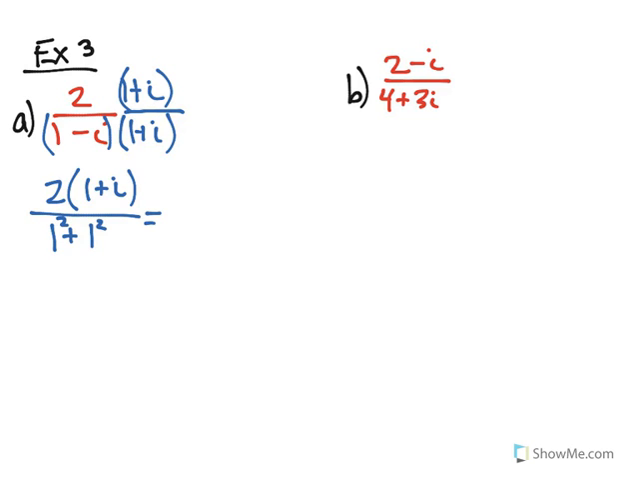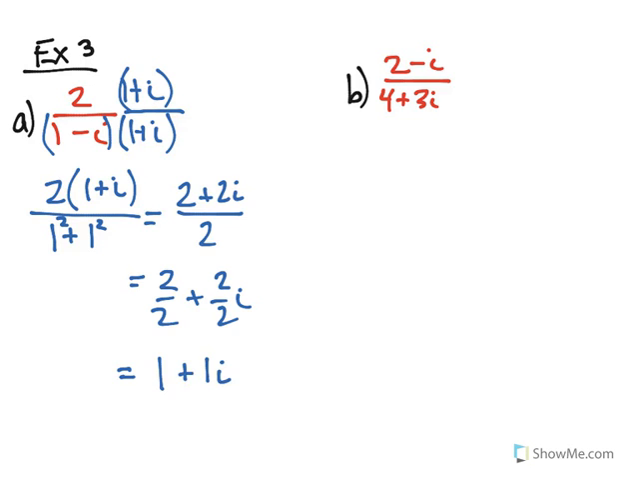When I clean this up, I get 2 plus 2i over 2. And I can break this apart because I can get 2 over 2 plus 2 over 2i. And when I reduce it down, it becomes 1 plus 1i.